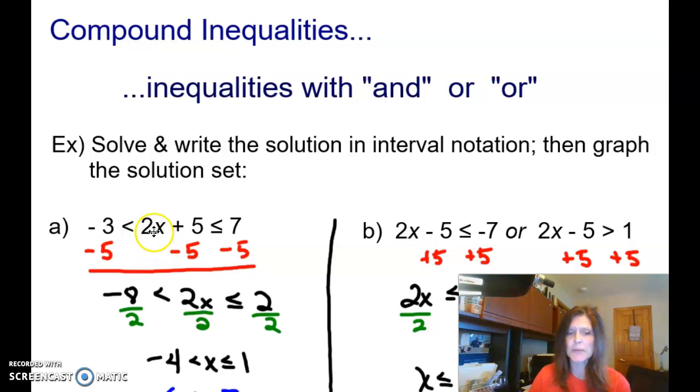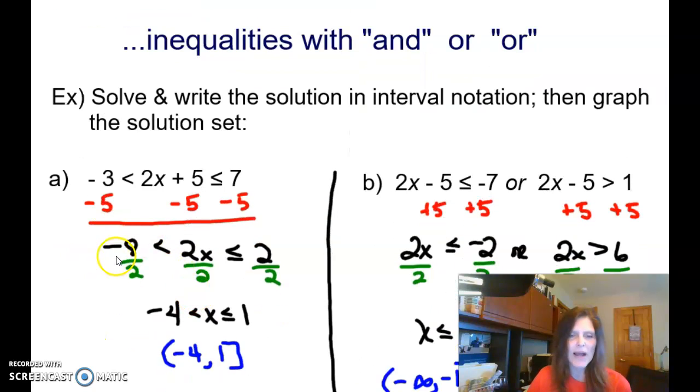So normally if I'm solving 2x plus 5 for x, I would subtract 5. So you see I've subtracted it from all three sections here. So now I have -8 is less than 2x is less than or equal to 2. Well, I want to solve for x, so I'm going to have to divide. Again, I divide all three sections exactly the same, and I get -4 is less than x is less than or equal to 1. X is trapped in the middle.